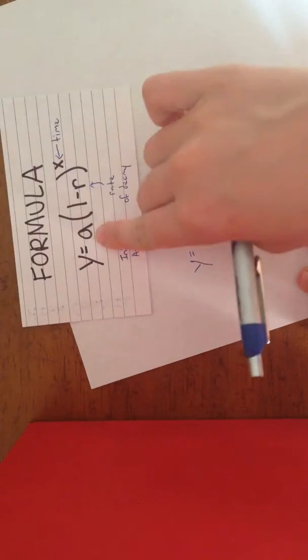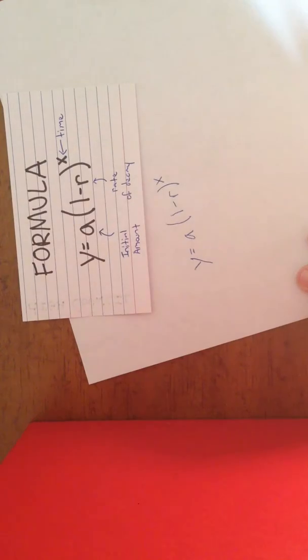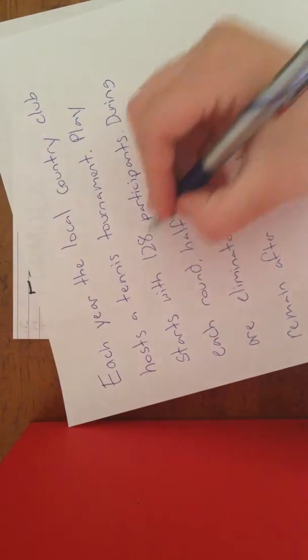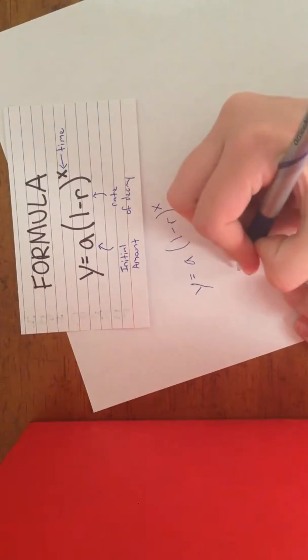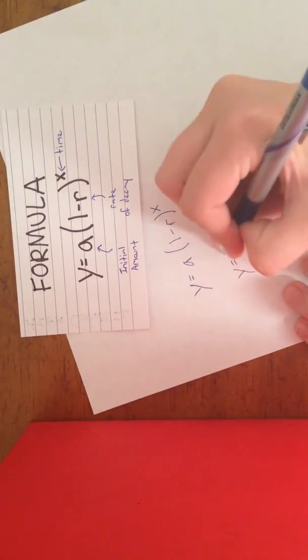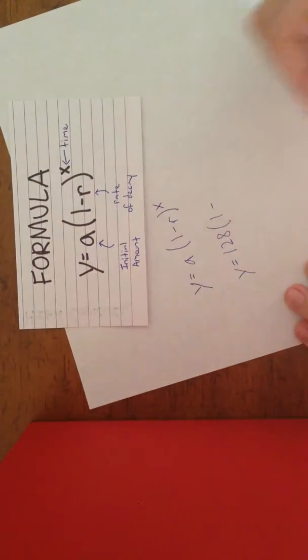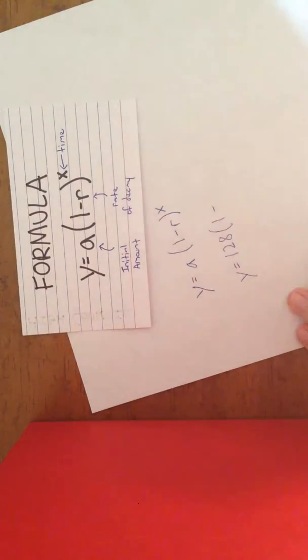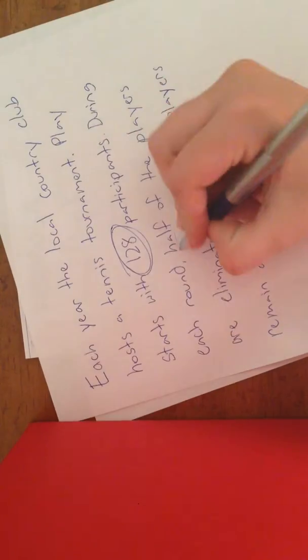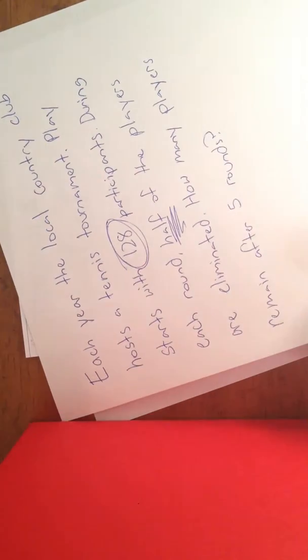So, a is the initial amount you start with. And in our problem, it says that we start with 128 participants. So, we have y equals 128 times 1 minus r, which is our rate of decay. And it says during each round, half of the players are eliminated.